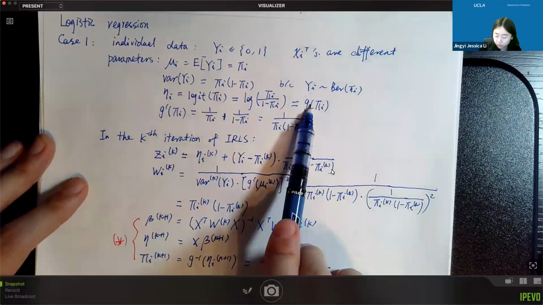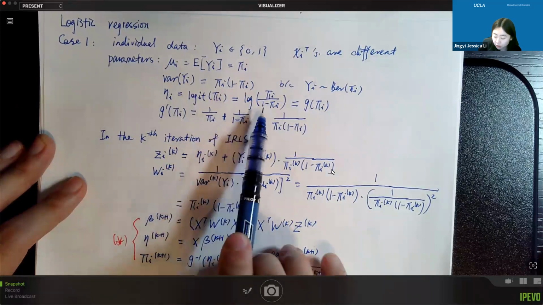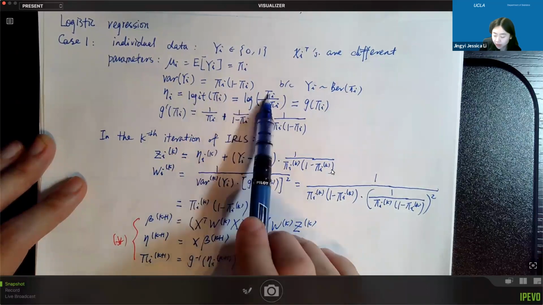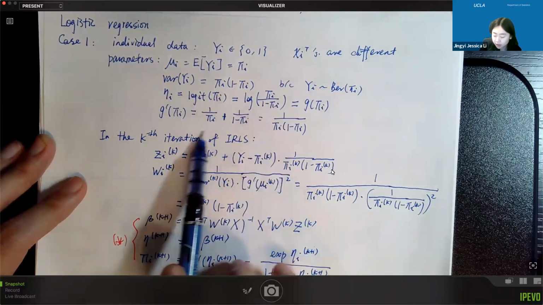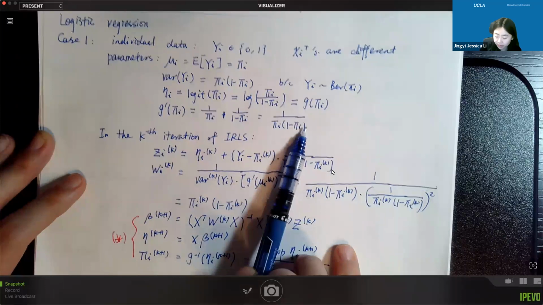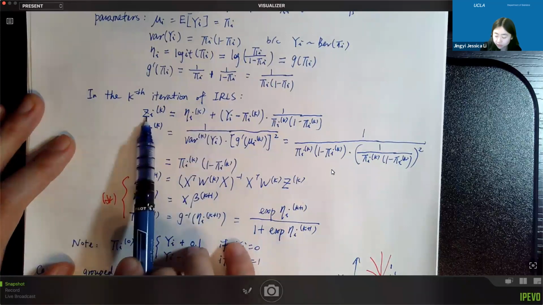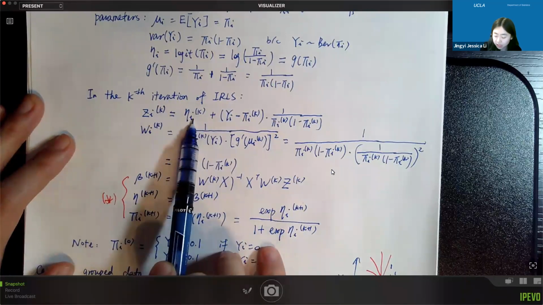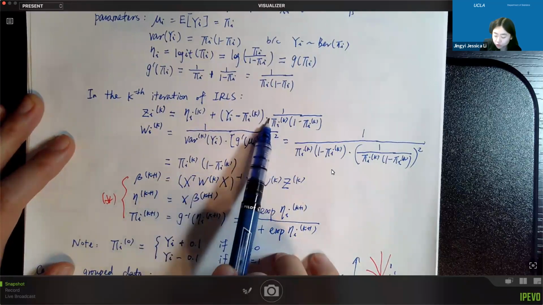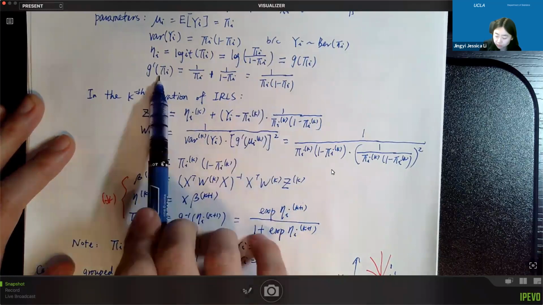So with this G, we take differentiation, and we have 1 over pi i plus 1 over 1 minus pi i. This is because we can write this log ratio as log pi i minus log of 1 minus pi i. And combining them, I get 1 over pi i times 1 minus pi i. Then I start my iteration. So in the kth iteration of IRLS, the working dependent variable z i k is equal to eta i k plus y i minus, it used to be mu i, but here we put pi i k, times, it used to be g prime of mu i k. Because g prime takes this form, I just put it here.